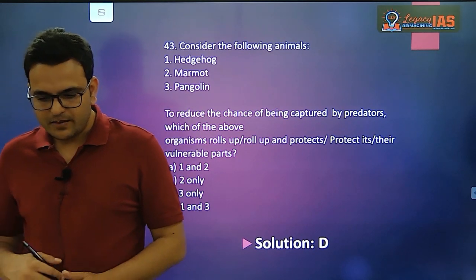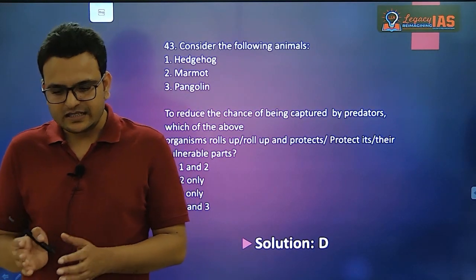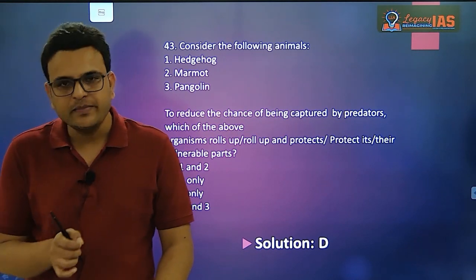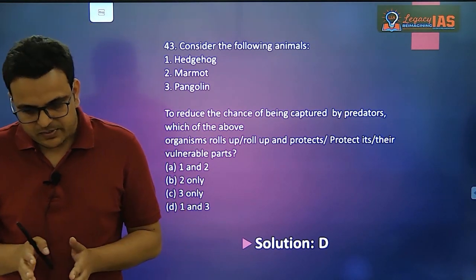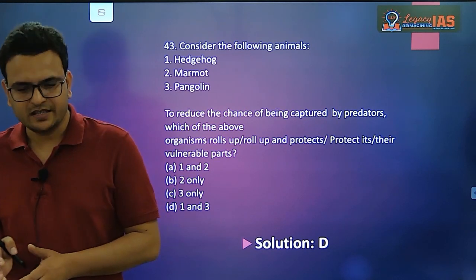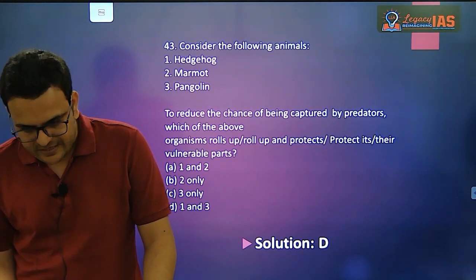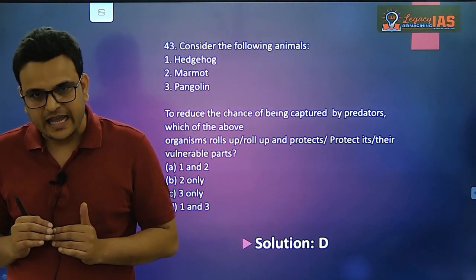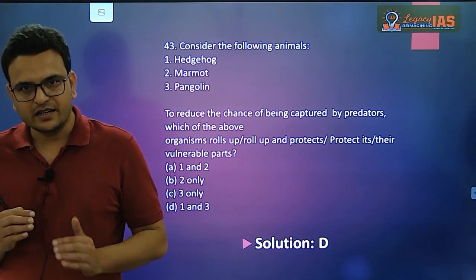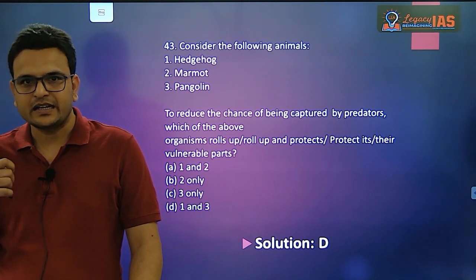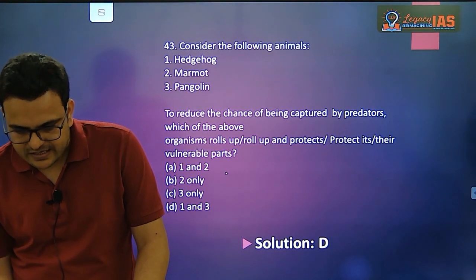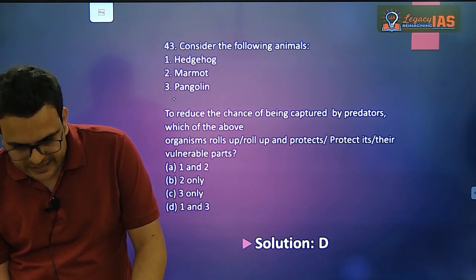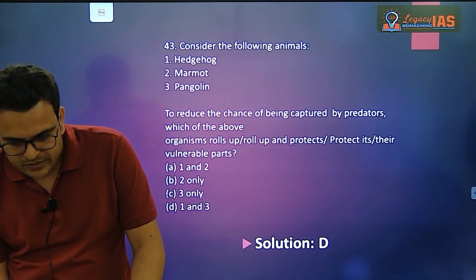Now come to the other questions. Here again these species, like when we talk about pangolin, this species remains in the news, and this species also has many threats. Basically, pangolin tries to protect itself with its scales from outsiders. So it means it should be the answer. So when we say 3 should be the answer, the answer should be C or D.